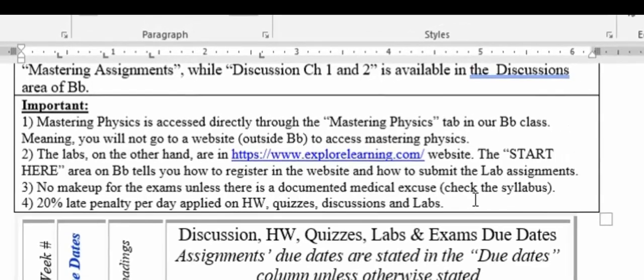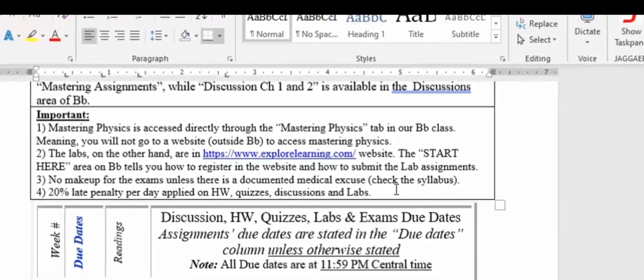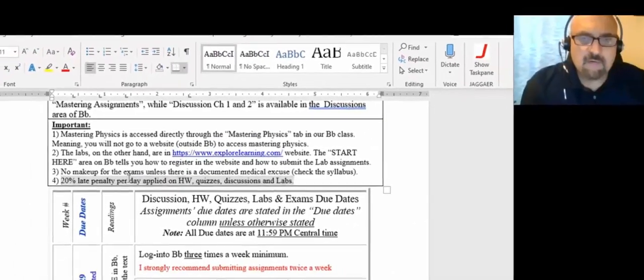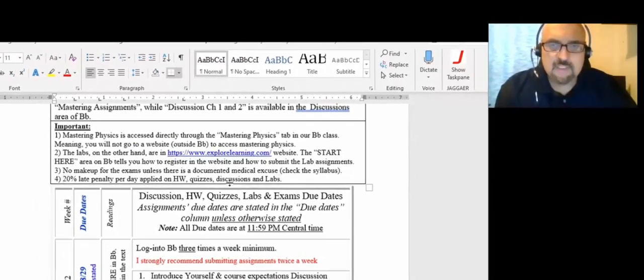So you should have an excuse for the whole exam window. And now for the homework assignments, quizzes, discussion, and lab, you can make them up for 20% penalty per day. So for example, if the quiz is out of 20 points, if you take the quiz within 24 hours, it will be graded out of 16 instead of 20.